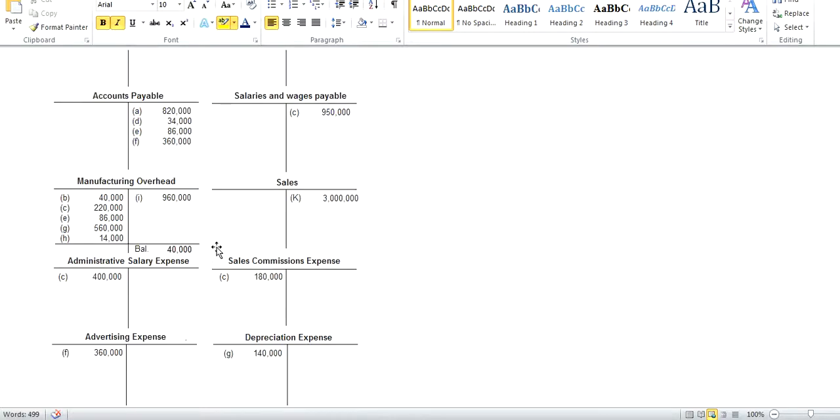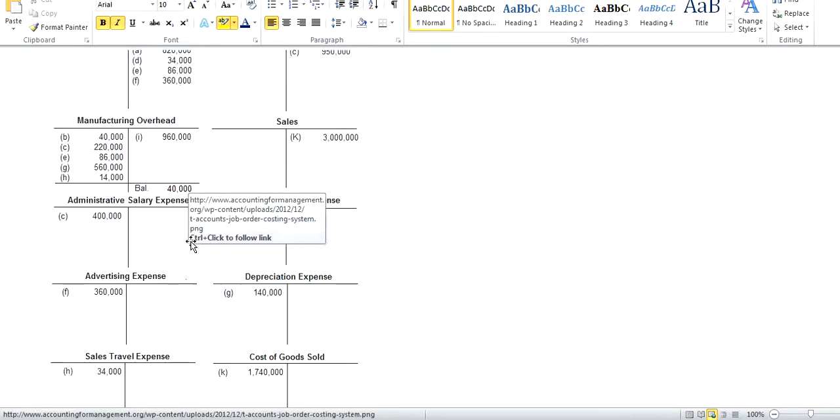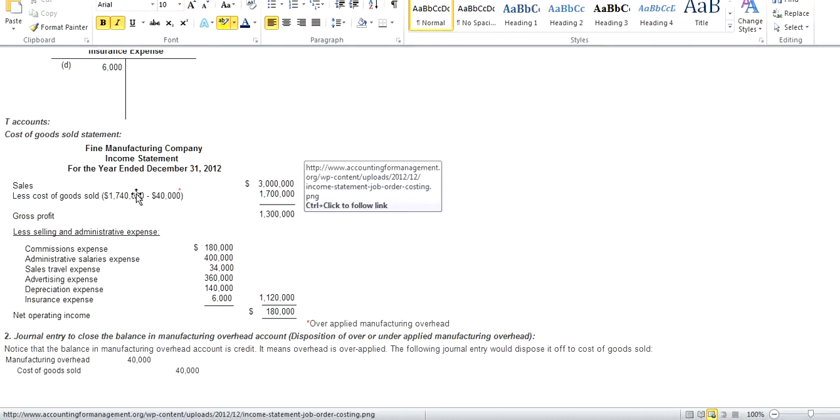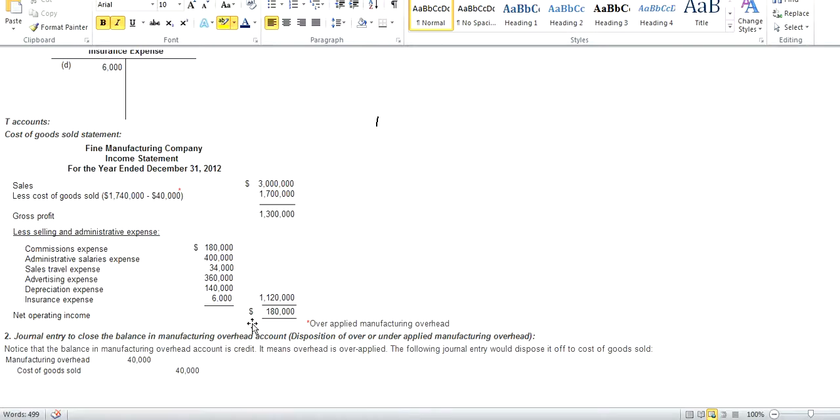Okay, if we forget and just leave the balance at 40,000, then we will have overstated our cost of goods sold, which understates our gross profit, which understates our operating income. And we don't want that to happen, because then a job that actually was more profitable could look less profitable, and then you're going to make poor production or sales decisions based on information that's wrong. So that is a really critical component that you have to make that move to close out that manufacturing overhead account once all the job costs have been entered.